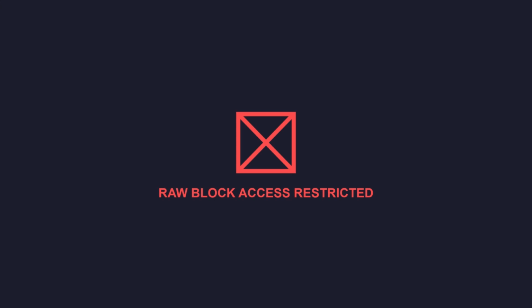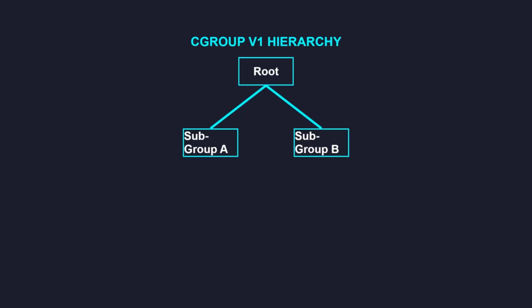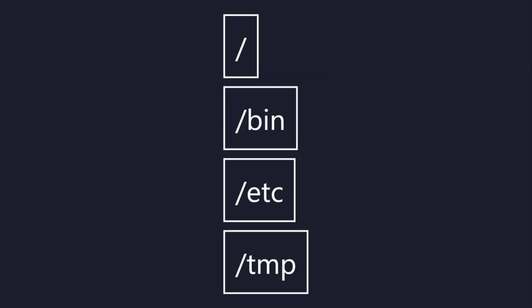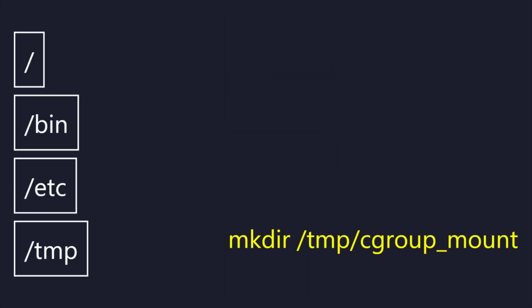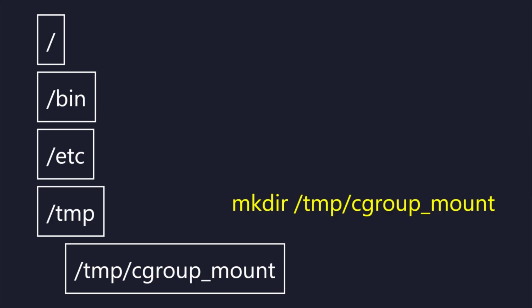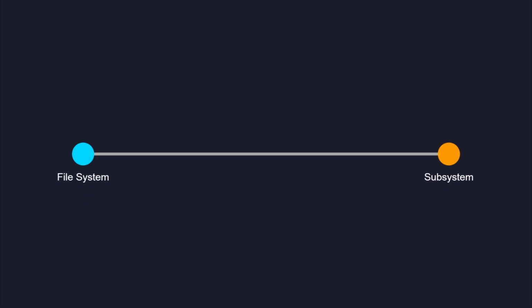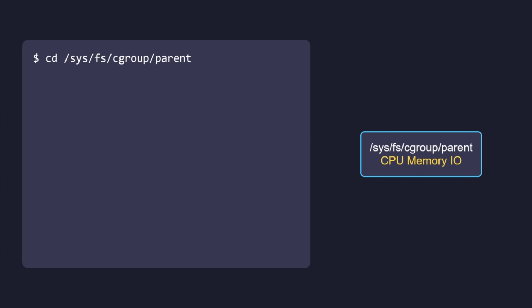When raw block devices are restricted, attackers turn to control groups version 1 architectures. This highly technical escape exploits the kernel notification system handling empty task lists. The exploit sequence starts by creating a temporary directory inside the container file system to act as a dedicated control group hierarchy mount target. We execute a mount command targeting the control group file system type, explicitly requesting the remote direct memory access or tracking subsystem to isolate our actions.